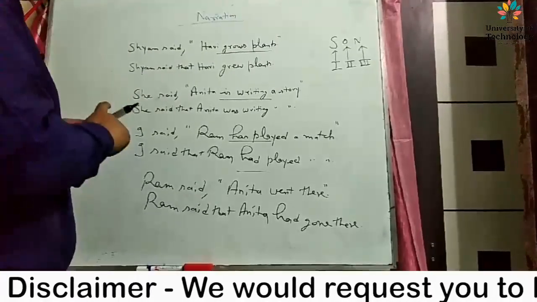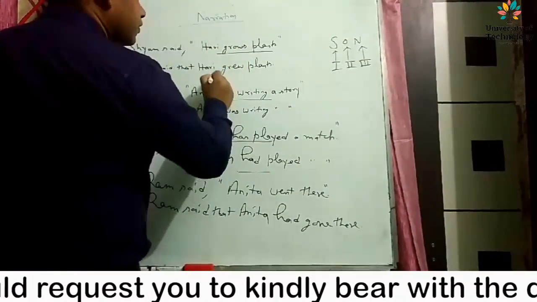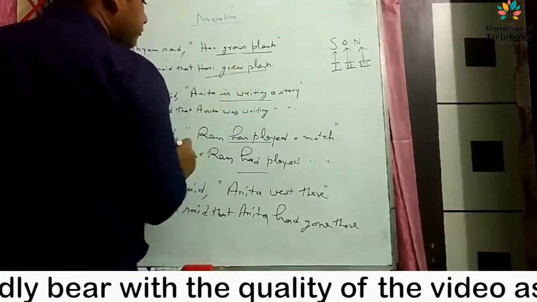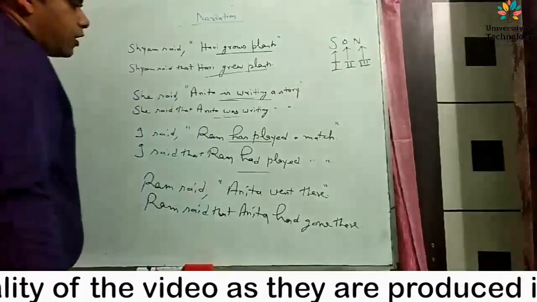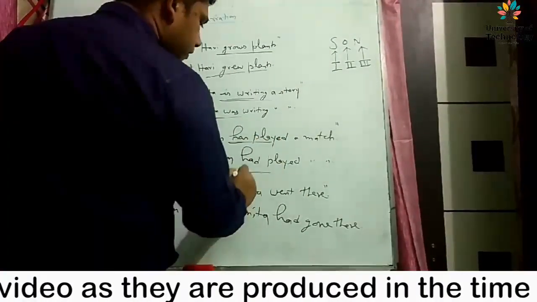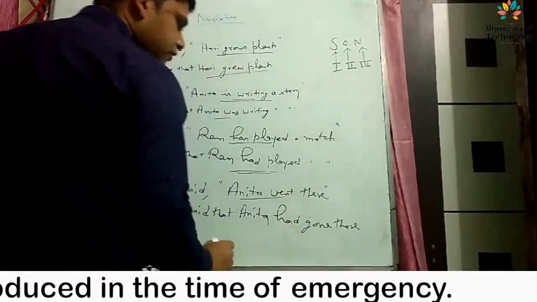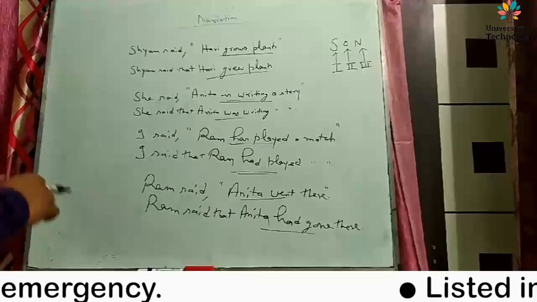So once again we pay attention. Shyam said Hari grows plants. Simple present tense, and this is simple past tense, verb second form. Is writing: present continuous, past continuous. Present perfect, past perfect. Simple past tense, and this one past perfect tense.